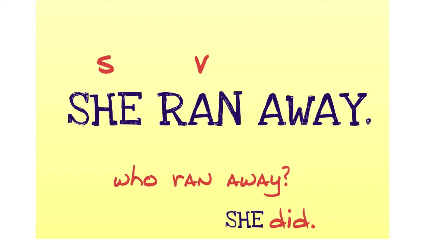If we identify the verb first and then ask ourselves who or what is performing the verb, we can find the subject easily. For example, the verb is ran, so we ask ourselves who or what ran, and the answer is she. So she is your subject.